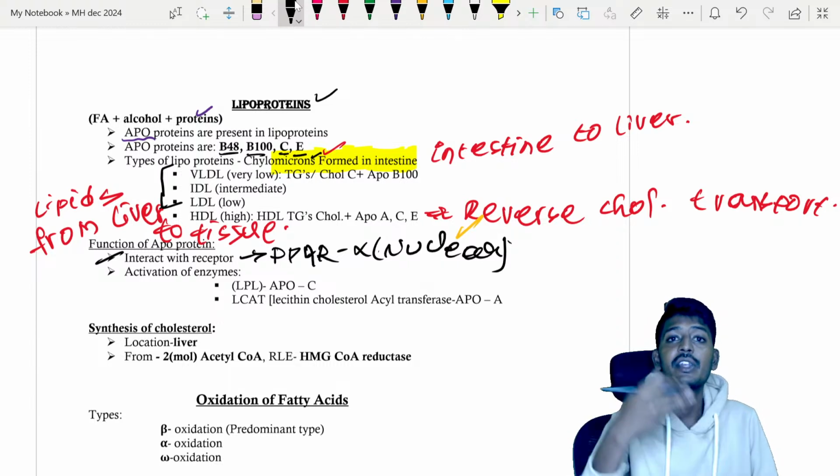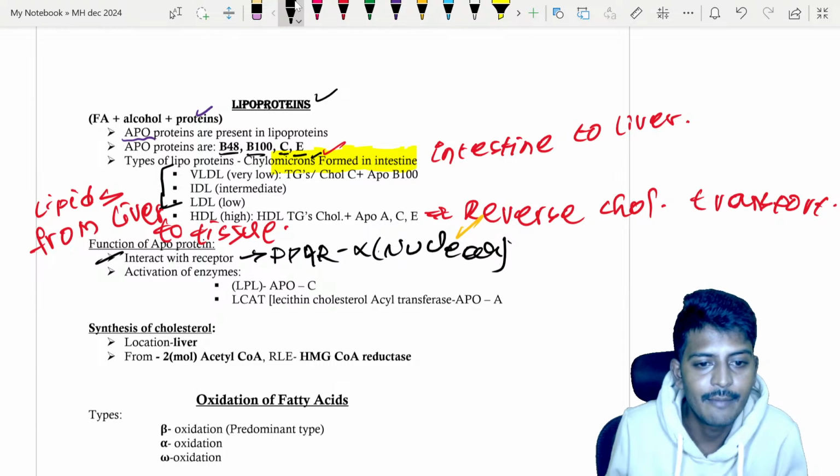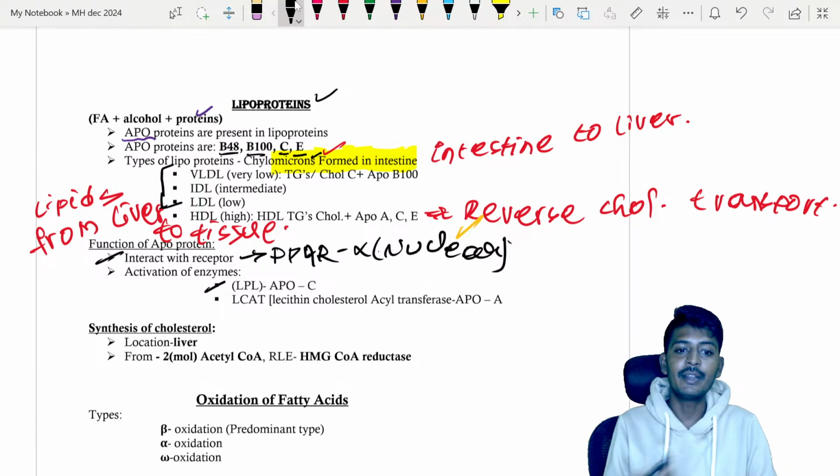Upon the activation, what will happen? Cholesterol breakdown will occur faster, through the activation of enzymes. Which enzymes will it activate? Apoprotein C. Sorry, which enzyme?